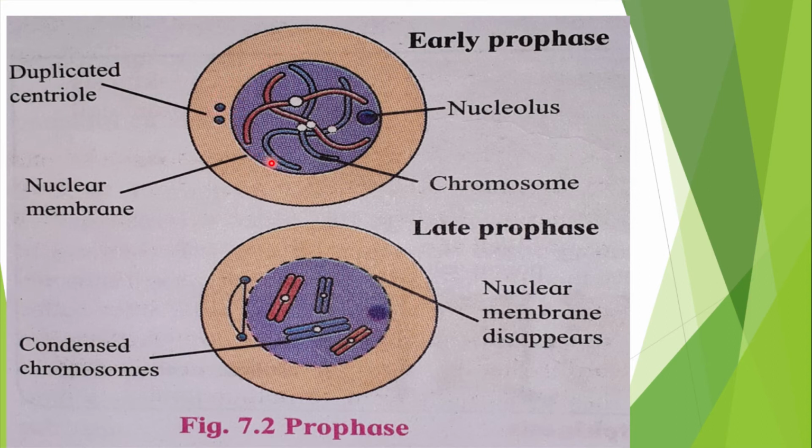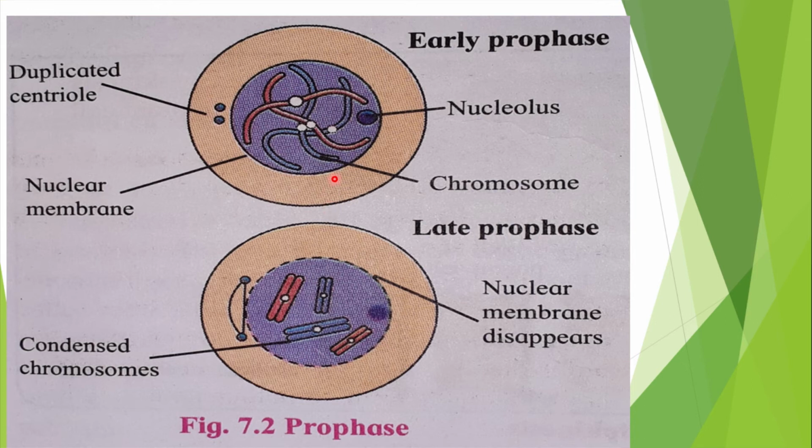Now, what happens in late prophase? Early prophase means the starting of prophase, and late prophase means what happens exactly at the end of prophase. Due to condensation of the chromatin network, what happens? Chromosomes are visible over here. If they are observed under the microscope, what type of structure is visible? Two sister chromatids and one centromere.